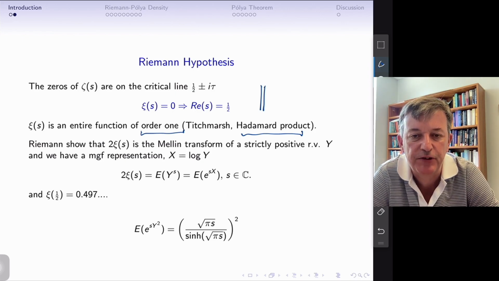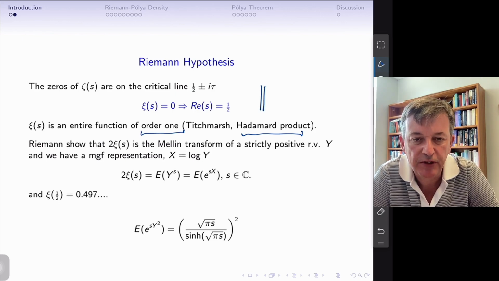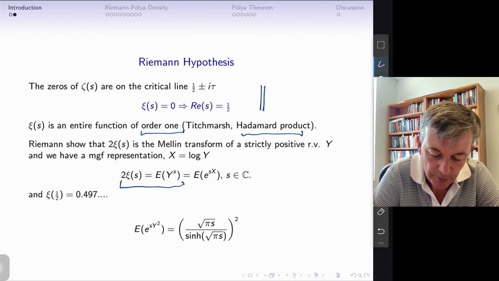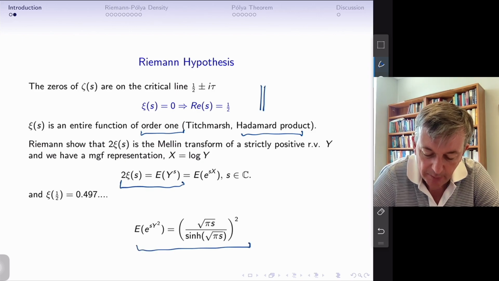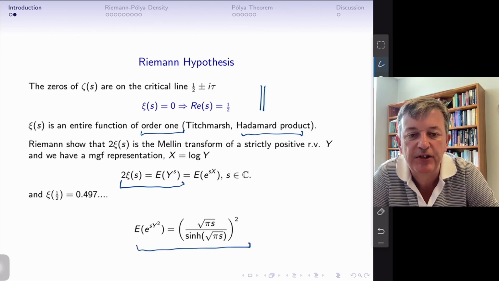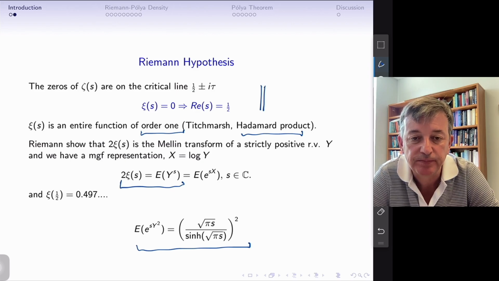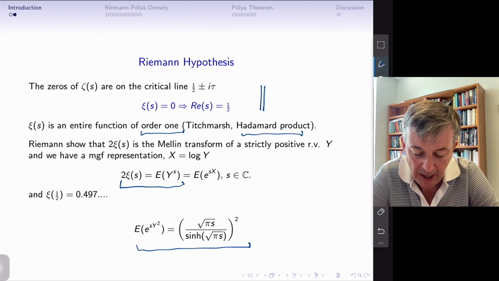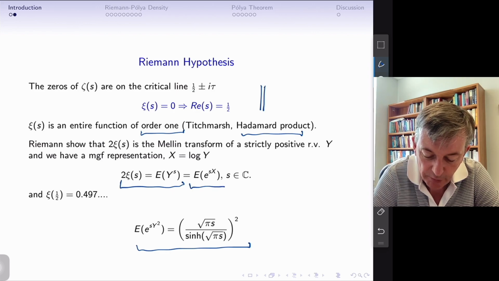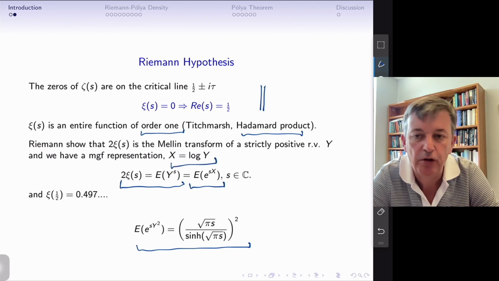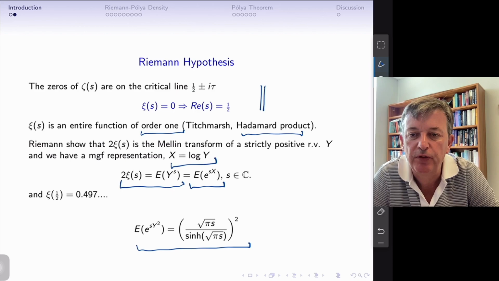And Riemann, in his classical paper, showed that 2 xi of s is equal to a Mellin transform of a random variable Y. And we actually know a little bit about the random variable Y. It's essentially the moment generating function of Y squared, which is actually a pretty simple, nice known function. But of course, we want to put this into Laplace transform space. So in fact, the random variable that we're interested in is actually the logarithm of Y. And that's sort of where the difficulty comes in. Okay.